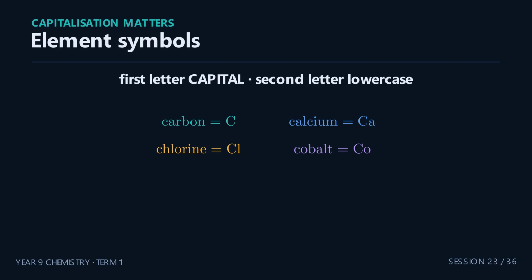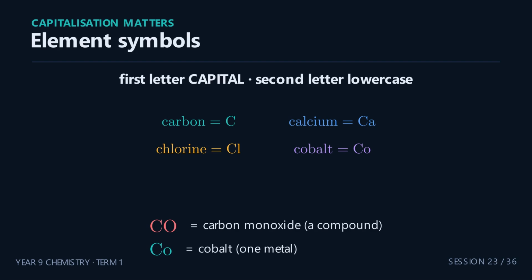Now, here's why this matters so much. Capital C, capital O, written CO, means carbon monoxide, a compound of 2 elements. But capital C, lowercase o, written Co, means cobalt, a single metal. One little letter changes everything. In chemistry, capitalization is not decoration, it's meaning.